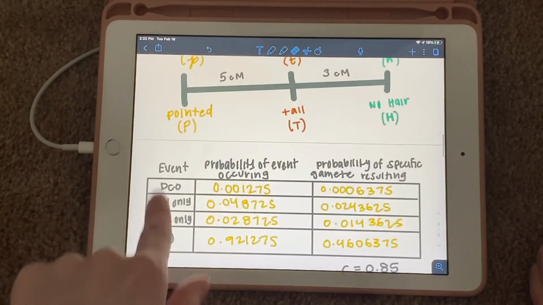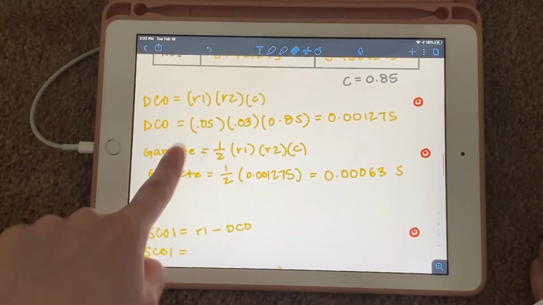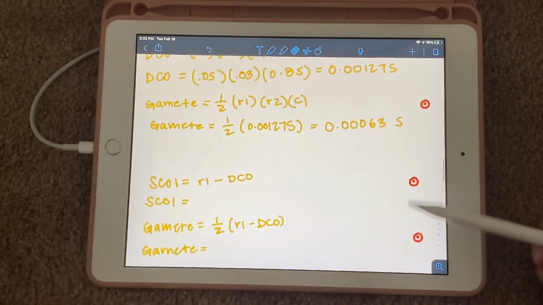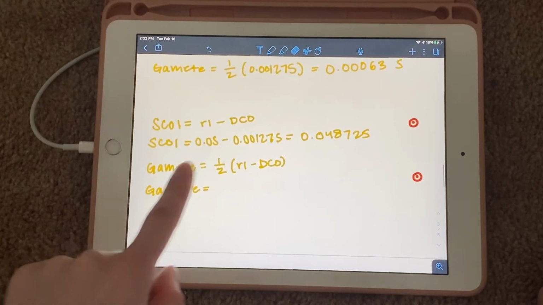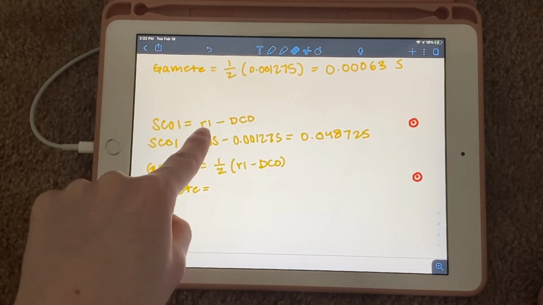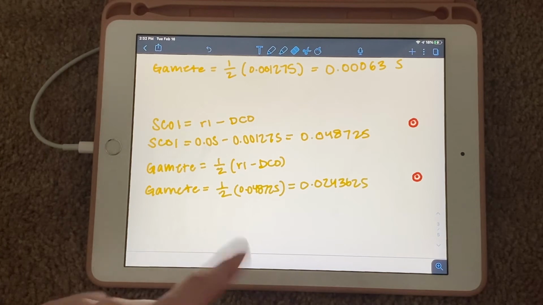To get the single crossover in region 1, we would have to do region 1 minus the double crossover. So region 1 is 5 centimeters. The double crossover we just found is that answer right there. So that minus that gives us this answer right here. And to find the gamete, we just multiply 1/2 times what we just got there. And that gives us that answer right there.